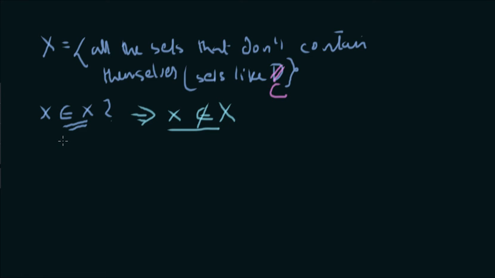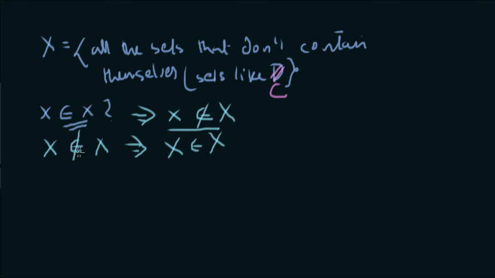Okay, now if this is not the case, let's see whether the opposite can be true or not. Okay, X does not contain itself. Let's see what it leads to. So that means X is a set like C, because C is a set which does not contain itself, right? We just established. So as X contains all the sets like C and X is a set like C, it means that X contains X because X is a set like C, right?